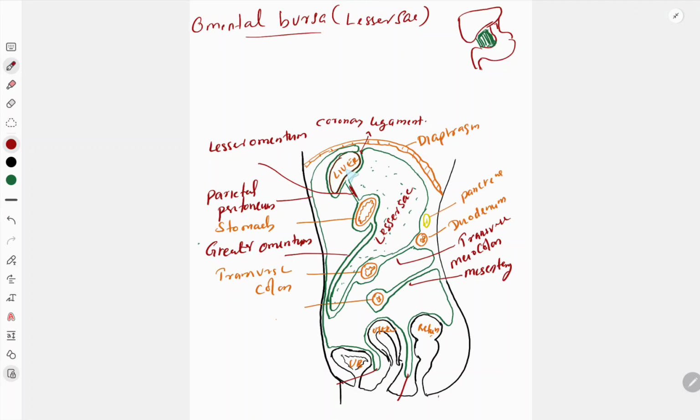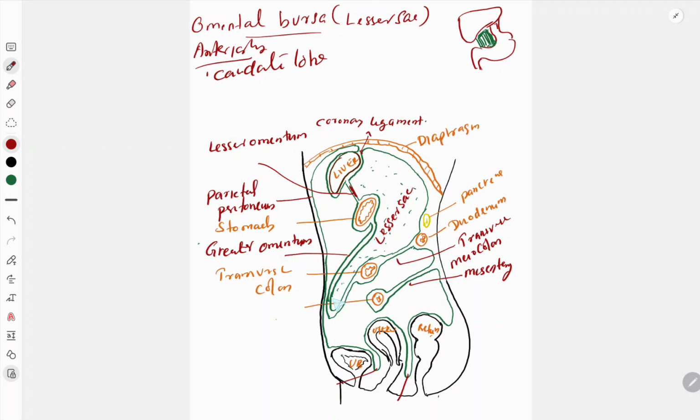Anterior boundary, you can see the liver. So the visceral surface of the liver. On the visceral surface of the liver there is a part known as the caudate lobe of the liver. Then below we have the lesser omentum. Then which part of the stomach is there? This is the postero-inferior surface of the stomach. Then it is running downwards: the anterior two layers of the greater omentum.